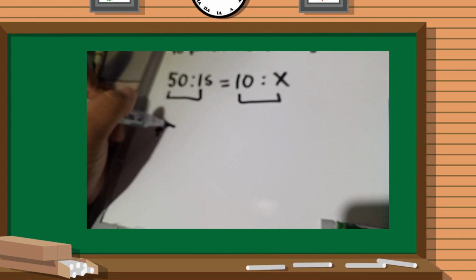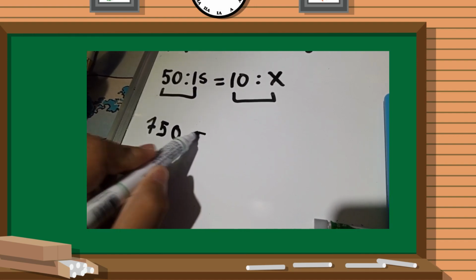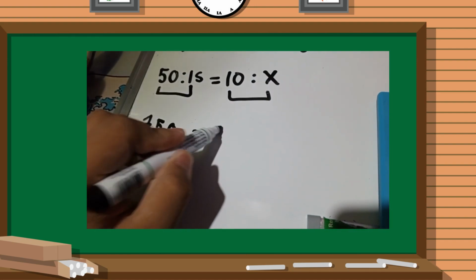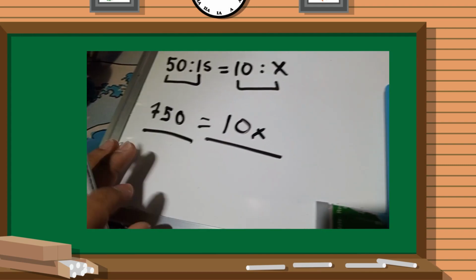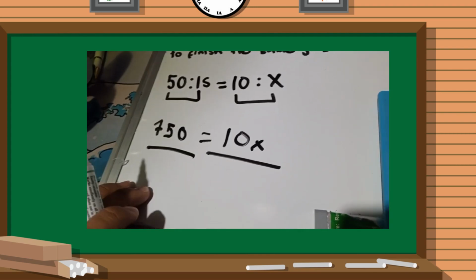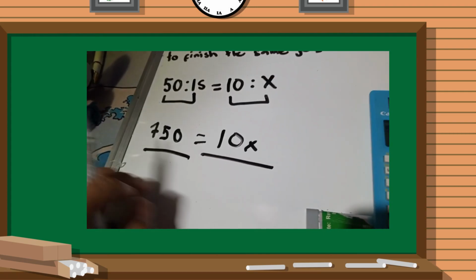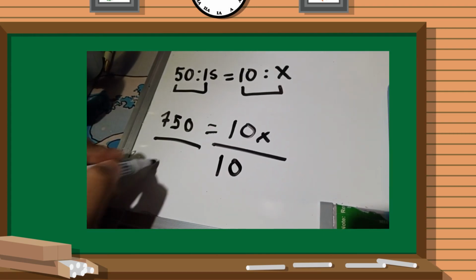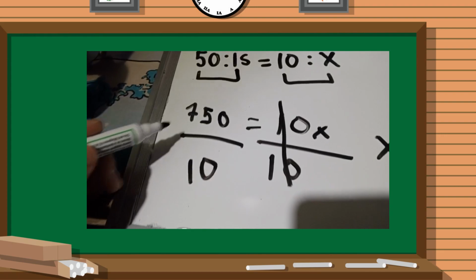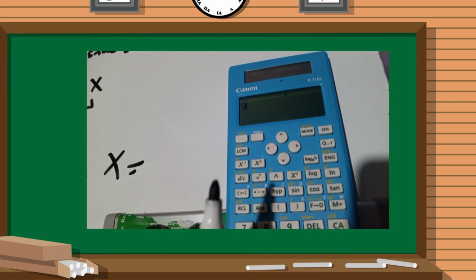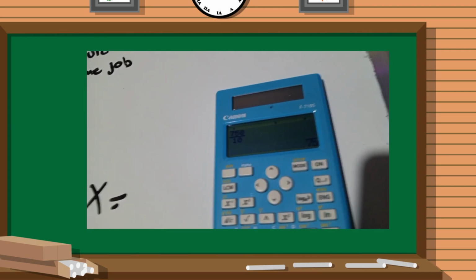750 equals to 10x. Kagaya ng ginawa natin sa unang example, kailangan nating alisin yung 10 para mag-solo si x. So ang gagawin natin, divide both sides by 10. X is equals to 750 over 10 is equals to 75.